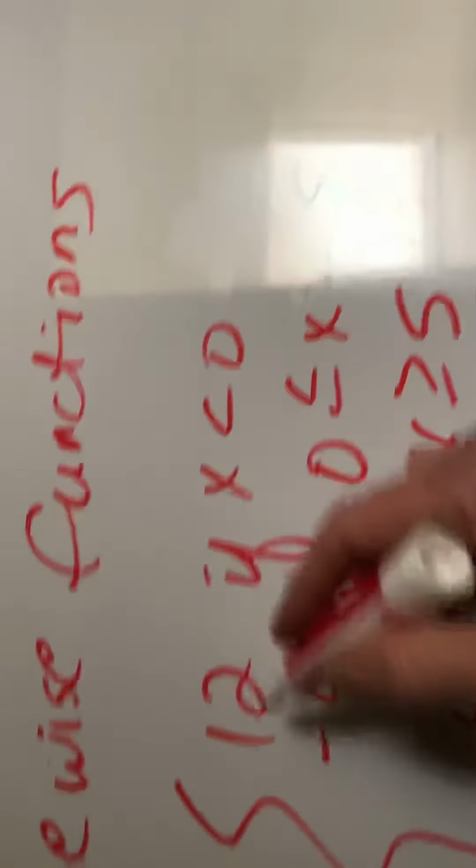That's how you evaluate them. Your x's are your instructions. You follow your instructions. You follow the map and then find your answer, okay? So that's how that's evaluated. Now let's graph this step function.